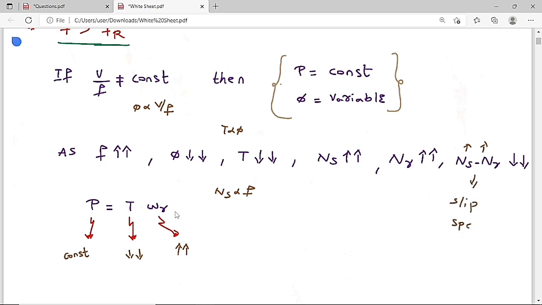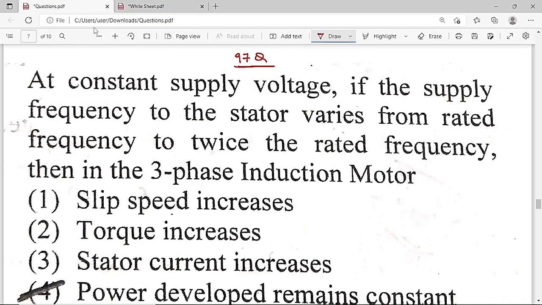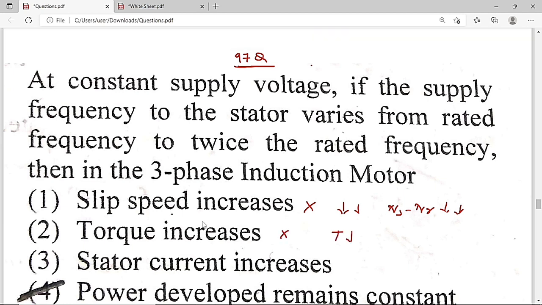It is called the slip speed. So finally I can say one important thing: slip speed will decrease and the torque will decrease, the power is constant, and the flux is variable, meaning as frequency increases, flux will decrease. Therefore, the statement that slip speed increases is wrong. It should actually decrease because Ns minus Nr is decreasing. As I have already told you, torque will increase is wrong. Torque is actually decreasing. Stator current increases is also wrong. So finally, power developed remains constant is the correct solution of this question.